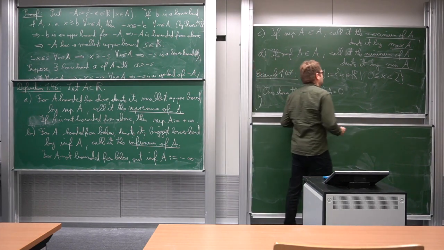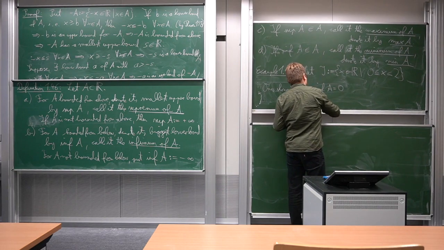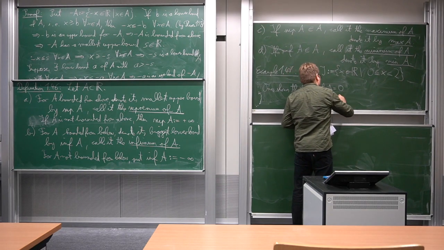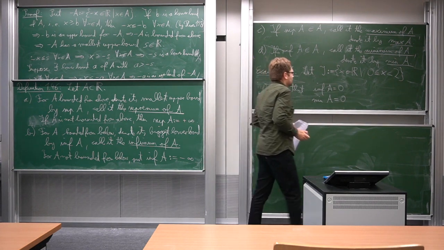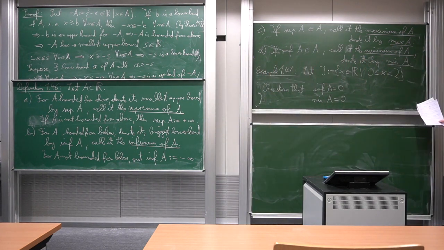And since 0 itself is inside the set, we get that the minimum of A is 0, just by definition of the minimum. Now for the other side, we see that it's bounded from above by 2, because everything here is smaller than 2, so especially smaller than or equal to 2. So every number bigger than 2 will definitely be bigger than the supremum, so 2 is our candidate.